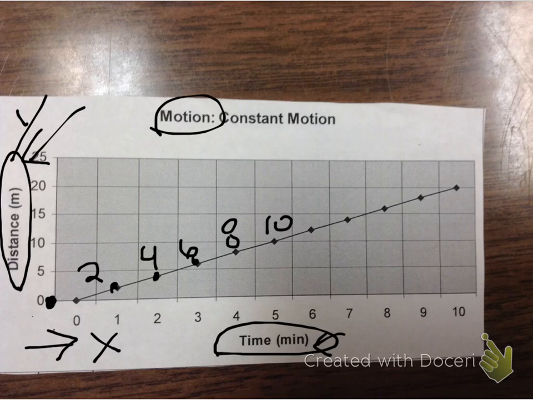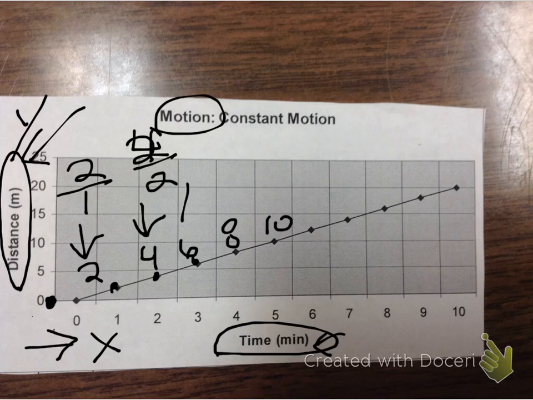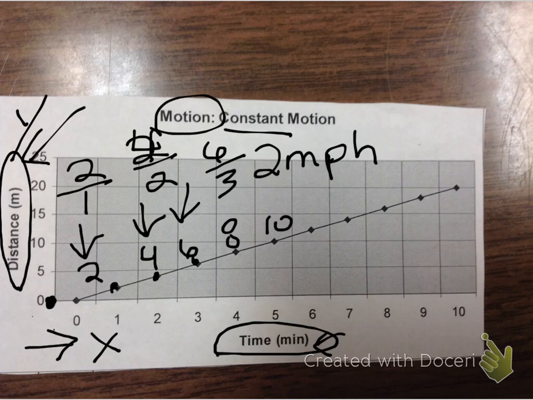And if you calculated their speed, speed is distance over time, right? Then you're going to get 2 over 1 for this one right here, and that's 2 miles per hour. For this one right here, you'd have 4 over 2, which is also 2 miles per hour. For this one, you'd have 6 over 3, which is, guess what, 2 miles per hour. So when there's a constant motion, it's going to be represented by a straight line.